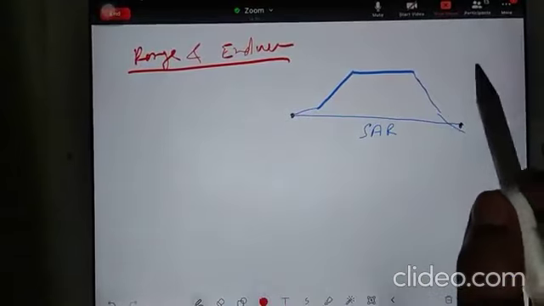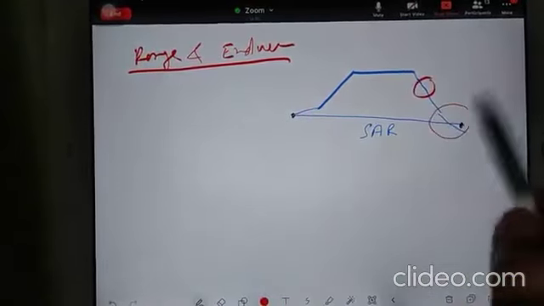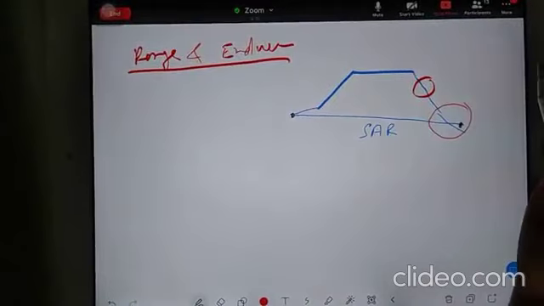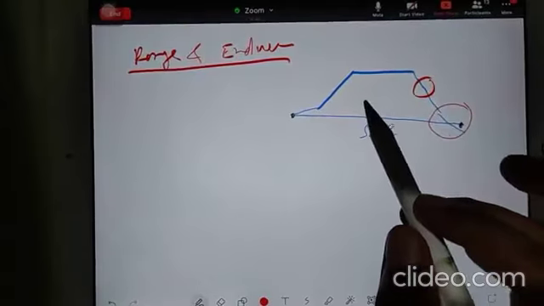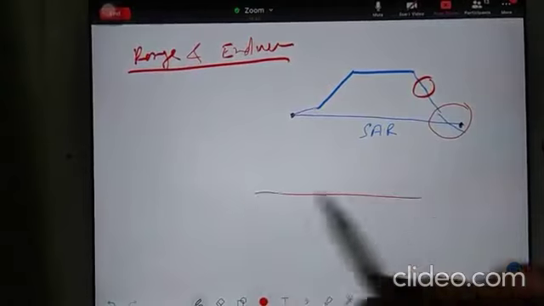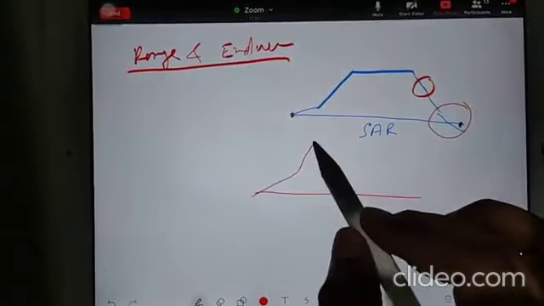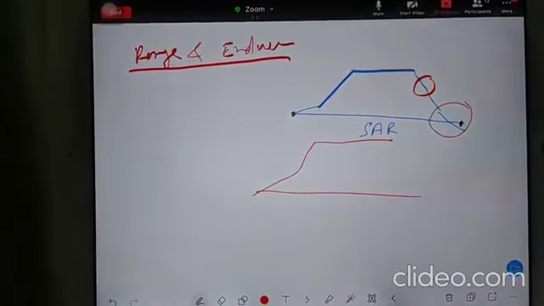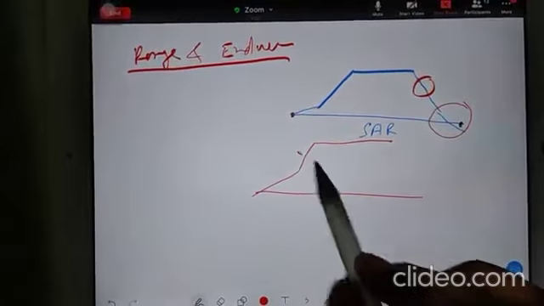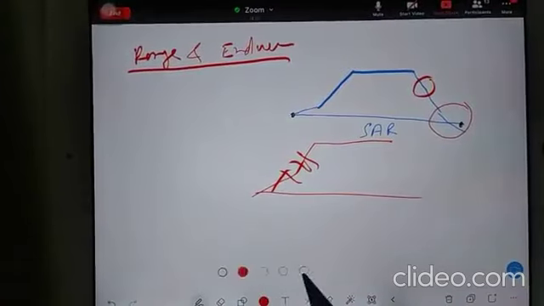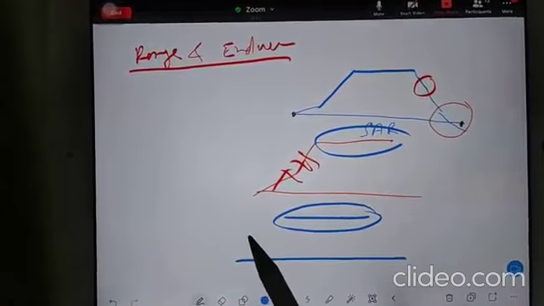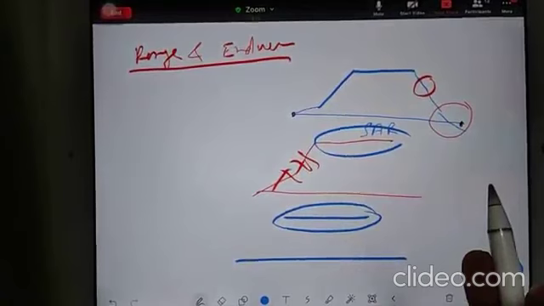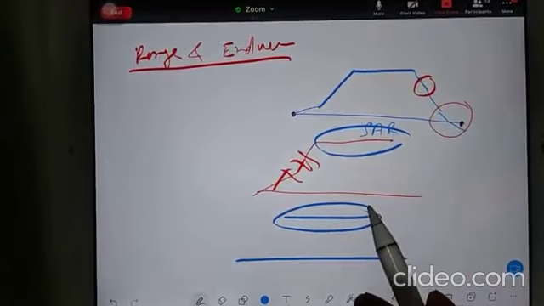If you remove gliding and the landing part, then whatever is remaining, takeoff, climb and cruise, that is known as still air range. It means only this part, then this part, and then this part. And if you are talking about gross air range, then you remove these two also. It means only this is your gross still air range. That's all.